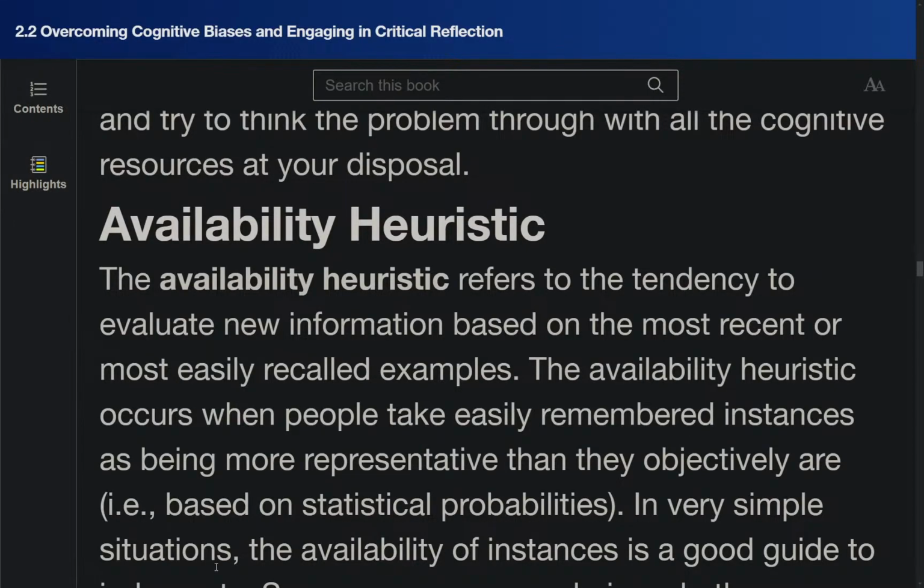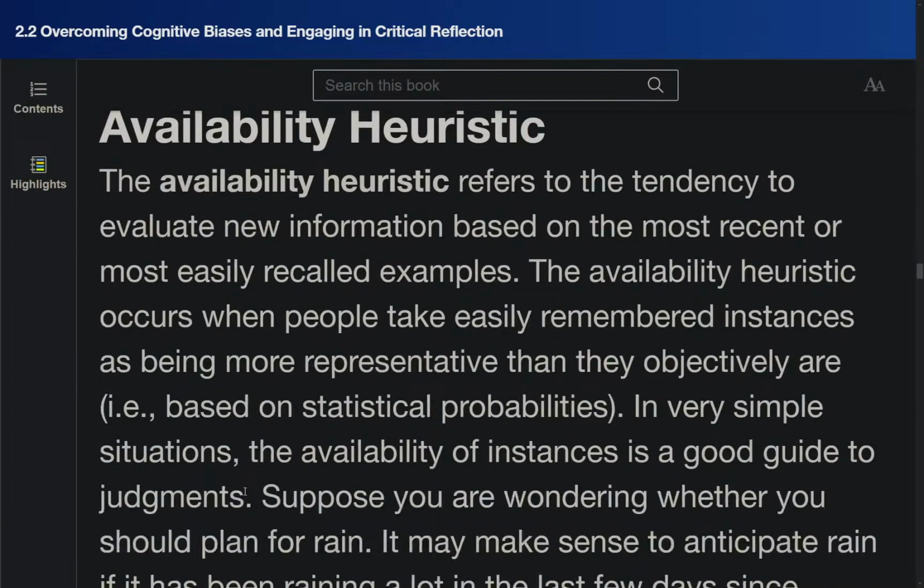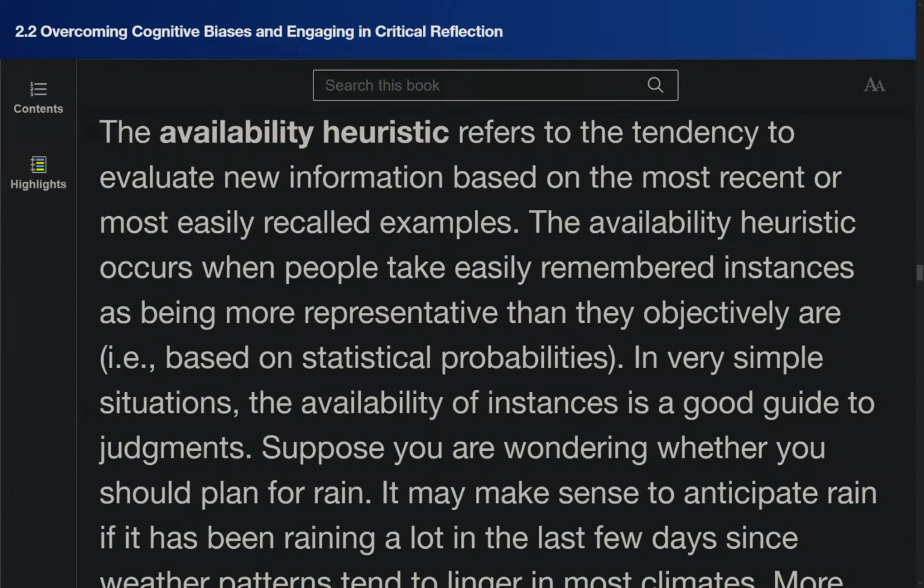Availability heuristic. The availability heuristic refers to the tendency to evaluate new information based on the most recent or most easily recalled examples. The availability heuristic occurs when people take easily remembered instances as being more representative than they objectively are, based on statistical probabilities. In very simple situations, the availability of instances is a good guide to judgments.